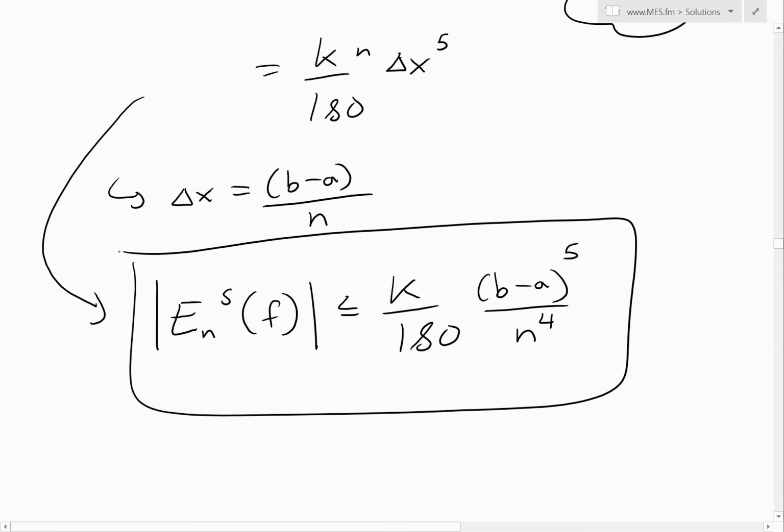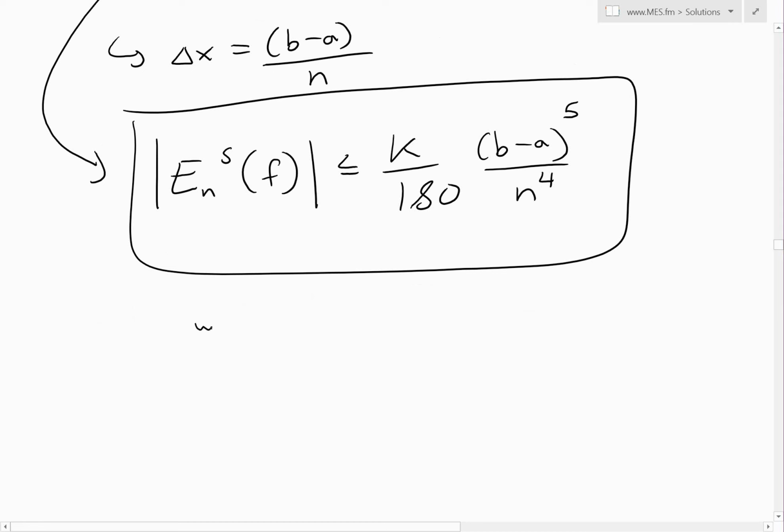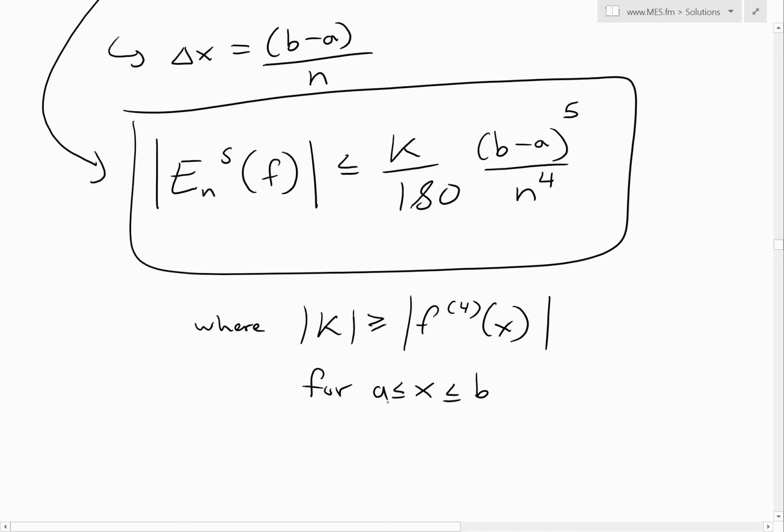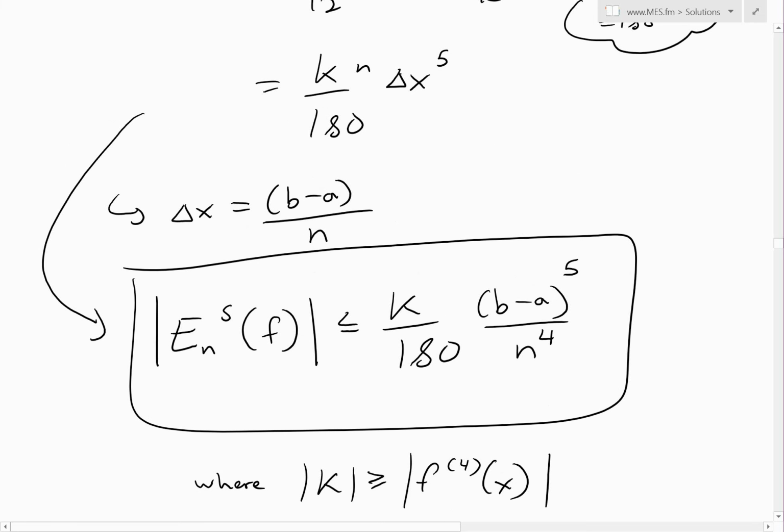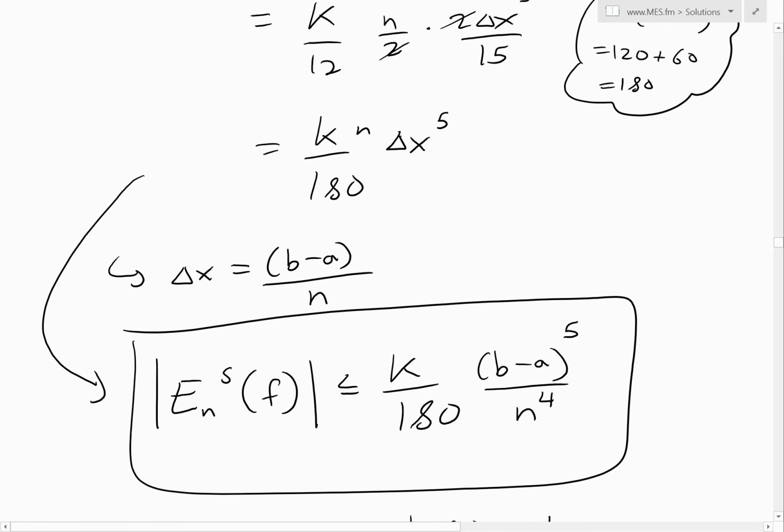and again, where k is greater than or equal to the absolute value of the fourth derivative of f(x) for x greater than or equal to a and less than or equal to b. So there it is. We finally got it. It took a long time, but there's the proof for this Simpson's rule error bound.